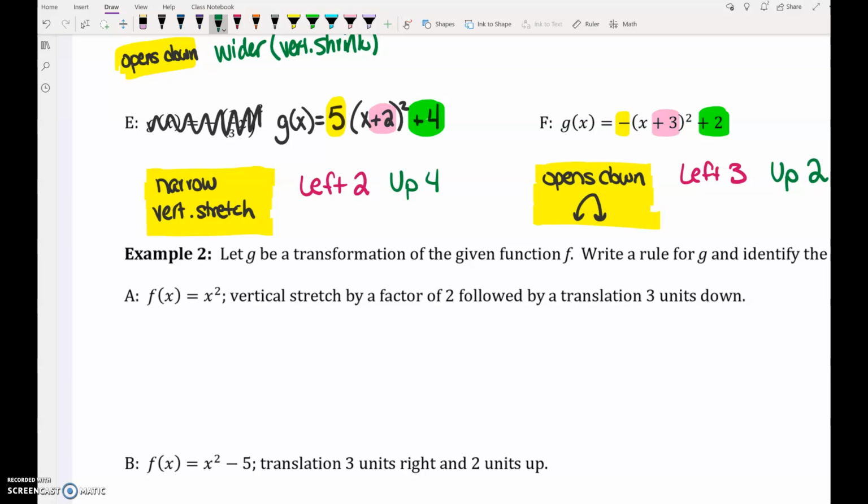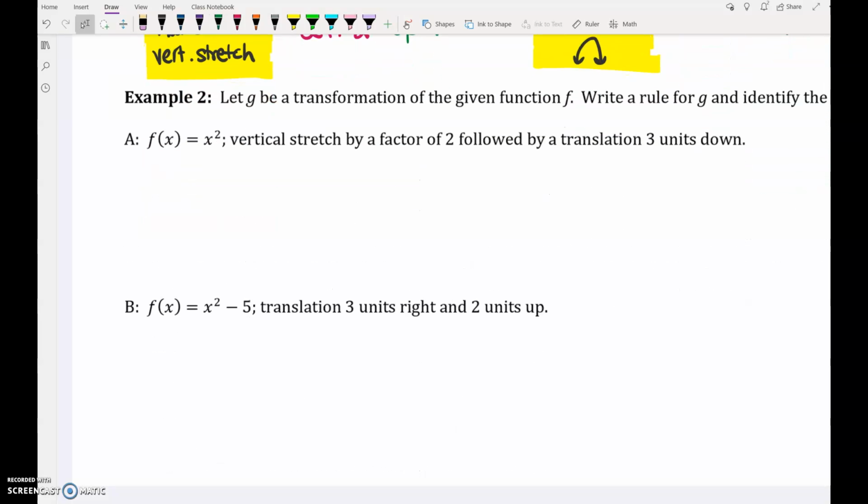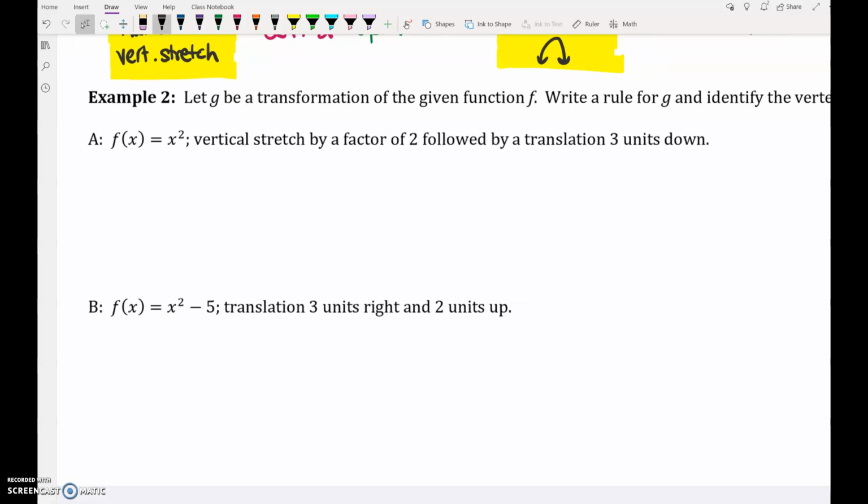Now let's describe how it looks and write the equation. So in example 2a, we need to write a rule. We're starting in A with the equation x squared. We need to do a vertical stretch by a factor of 2. Anyone want to take a guess where we should stick that 2? Before the x. Then it says followed by a translation 3 units down.